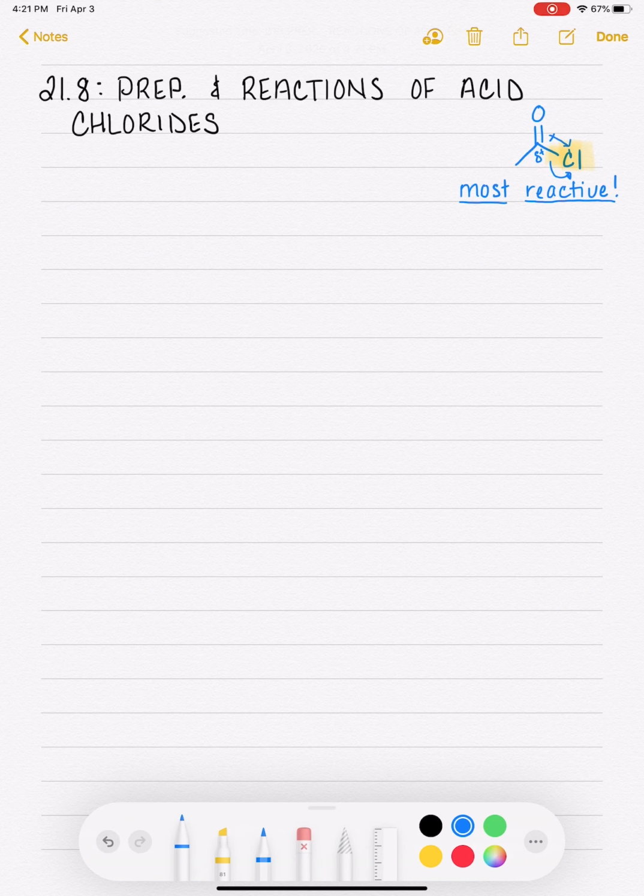And what that means for section 21.8 is that there's a lot of reactions that the acid chlorides can do, like a ton of them. So we're going to go through all of them. And most of them we're not going to learn the mechanism for, only a couple of them. First thing that we're going to look at is the preparation, like how would you make it?